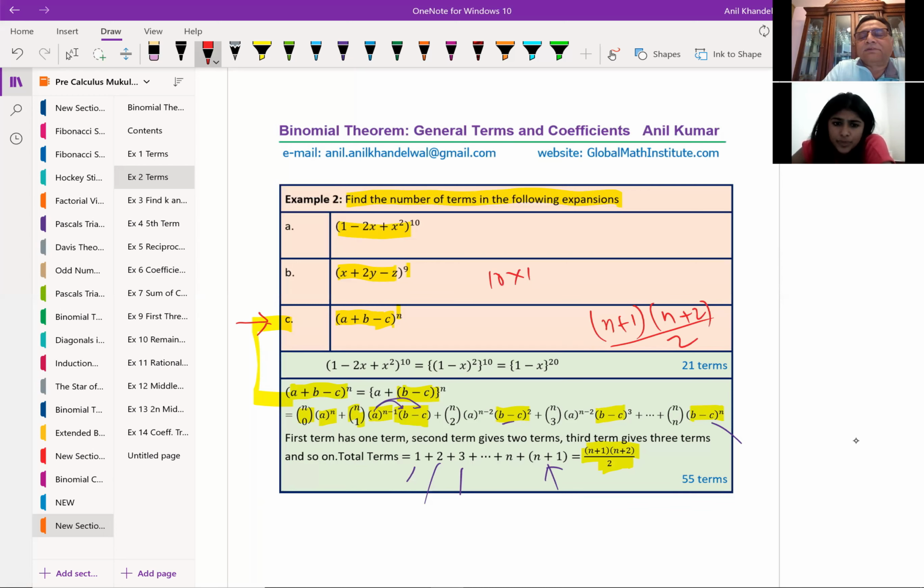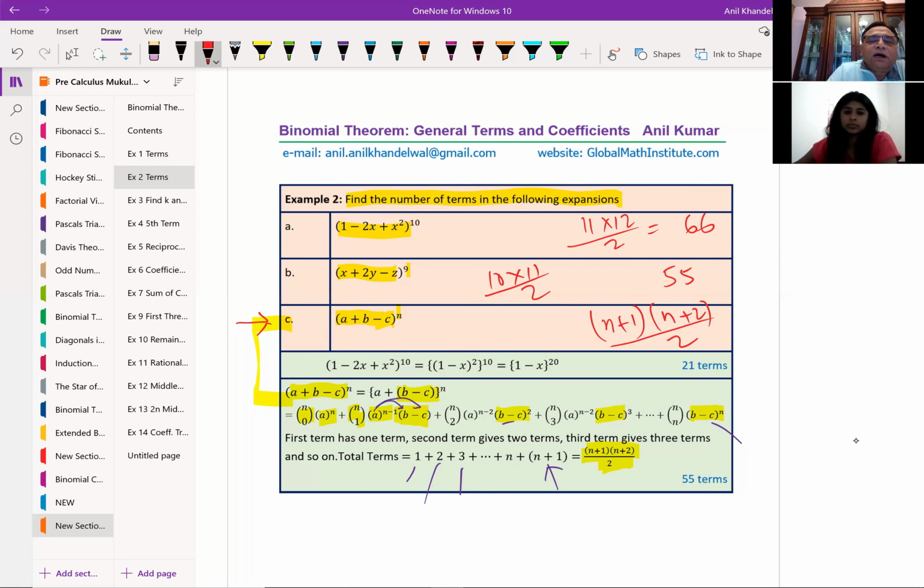Now, when you apply this formula to B, it will be 10 times 11 divided by 2, correct? 9 plus 1 is 10, 9 plus 2 is 11. So 55 in this particular case. Now, if you apply this formula to 10, it will be 11 times 12 divided by 2, correct? So we get 66 terms in that particular case.